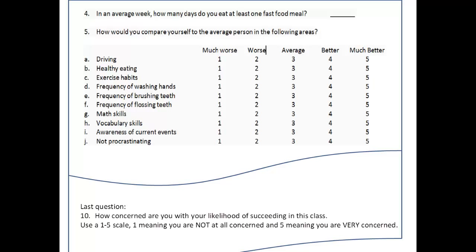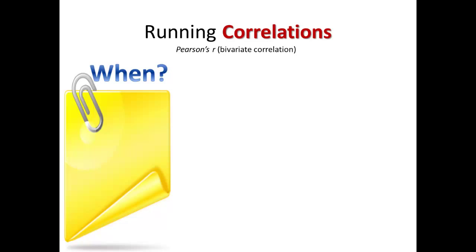You've seen this set of questions before at the beginning of the semester, when you may have completed our beginning of semester survey for this class. Today we're going to focus on determining if correlations or an association exists between the answers people gave to question 5G, their assessment of their math skills in relation to the average person, and question 10, about how concerned they were with succeeding in a class such as this that involves the use of math skills. Why would you want to run this type of correlation, in particular Pearson's R?